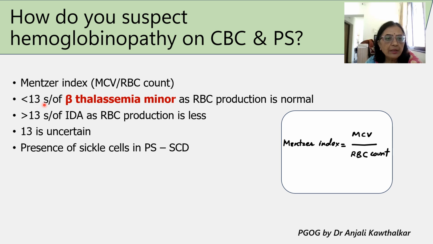Whenever this index is less than 13, it is suggestive of beta thalassemia minor, because in beta thalassemia minor, RBC production is normal. Denominator is normal and that is why the ratio is less than 13. If it is greater than 13, it is suggestive of iron deficiency anemia as RBC production is less in iron deficiency anemia. A value of 13 is considered uncertain and further investigations are necessary for confirmation of diagnosis. Presence of sickle cells on peripheral smear is suggestive of sickle cell disease. That is how CBC and PS together will give us an idea about hemoglobinopathies.